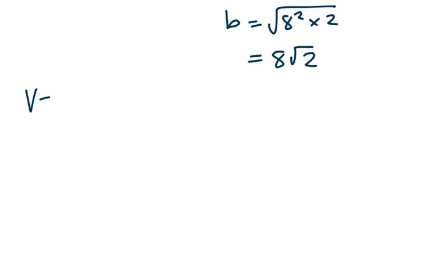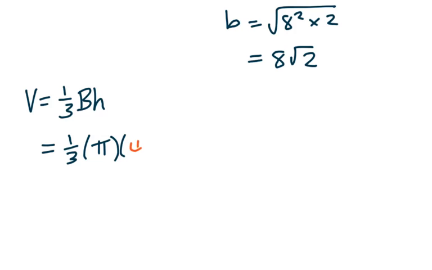The formula for volume of a cone is 1/3 area of the base times the height of the cone. So we have 1/3. The base is a circle, so we need pi r squared, and in this case the radius is 4. So let's go ahead and substitute that in while we're here. So we need that squared. And then we need the height of the entire cone, which we just found, right? So we found that to be 8 square root of 2.